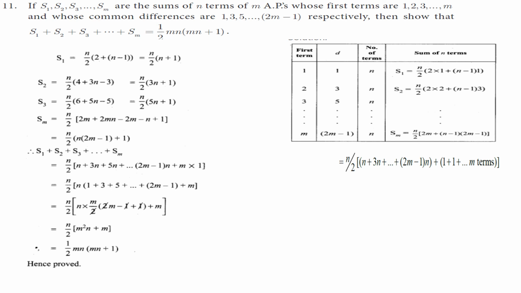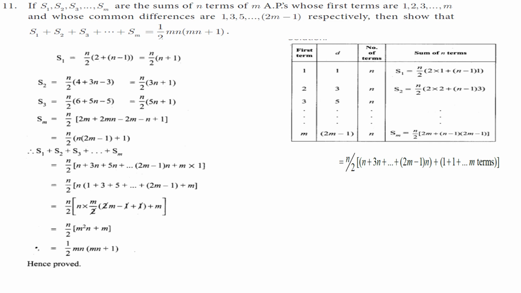First term is 1. So here d is 1. Number of terms n. So the sum of n terms, S1 equal to, you substitute the value, Sn equal to n by 2 into (2a plus (n minus 1) into d). You get n by 2 into (2 into 1 plus (n minus 1) into 1). That is 2 minus 1, 1. Therefore, S1 equal to n by 2 into (n plus 1). Like that, S2 equal to n by 2 into (4 plus 3n minus 3). So 4 minus 3 is 1. N by 2 into (3n plus 1).